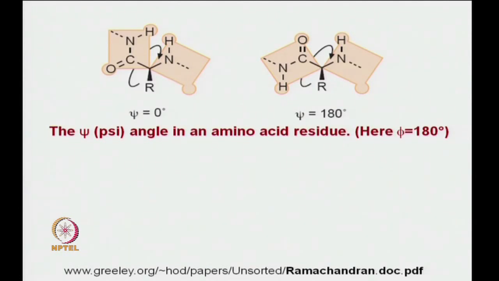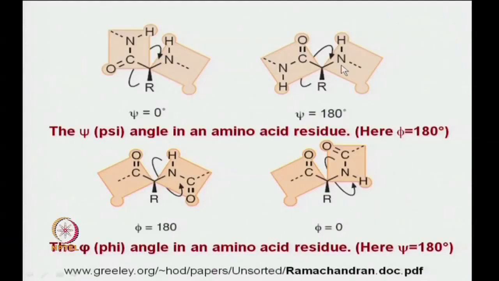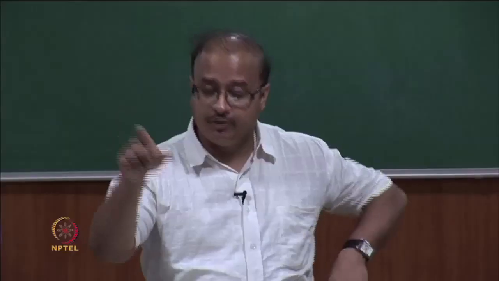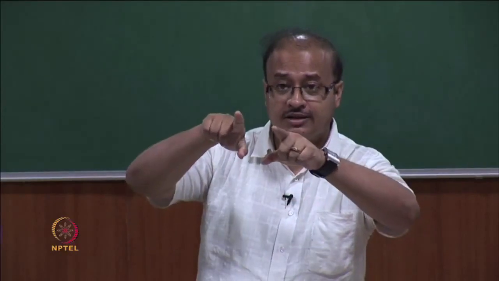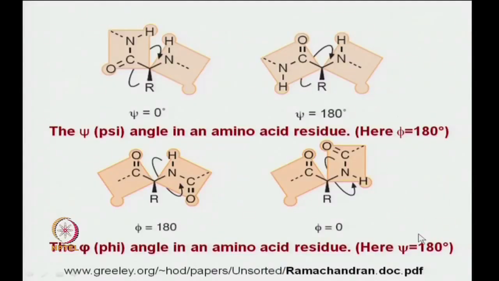We take an amino acid, right, here phi is equal to 180, and we are looking at the psi angle. So, this is psi is equal to 0. When psi is equal to 0, remember, the NHs were on top of each other, and when psi is equal to 180, they are away from each other, that is what you are seeing out here, right. Same thing out here, now you are looking at the phi. When phi is equal to 180, remember, the C's are pointing away from each other, and when phi is equal to 0, you can see the C's are almost pointing in the same direction. Okay. Again here psi has been kept at 180.